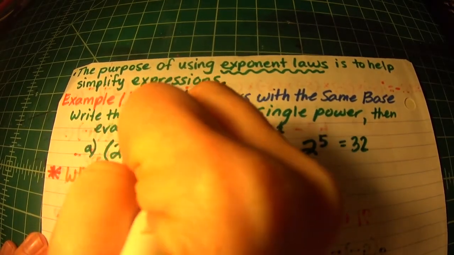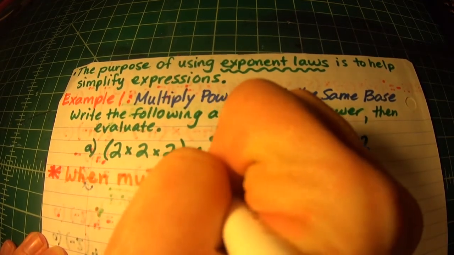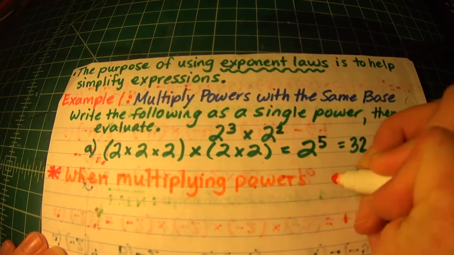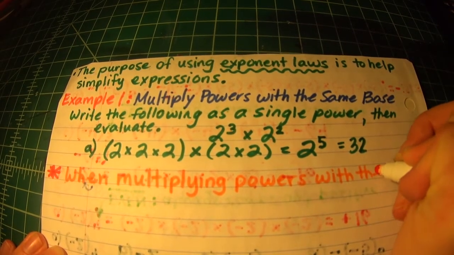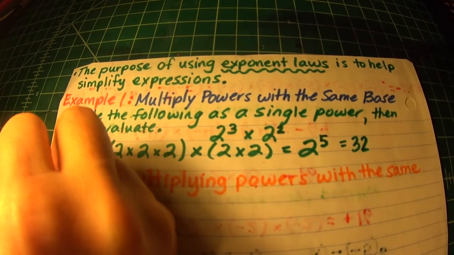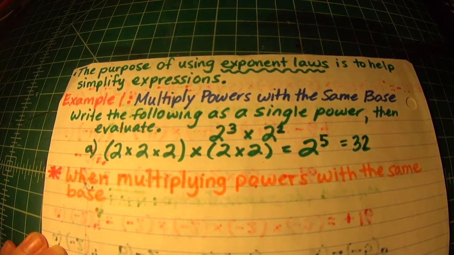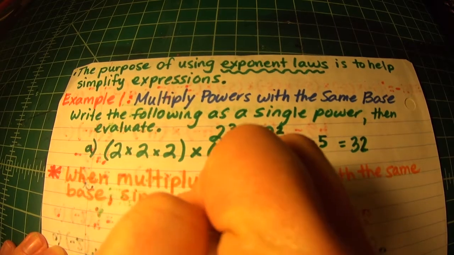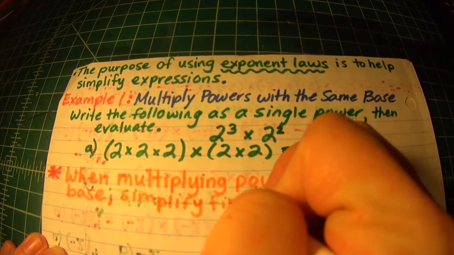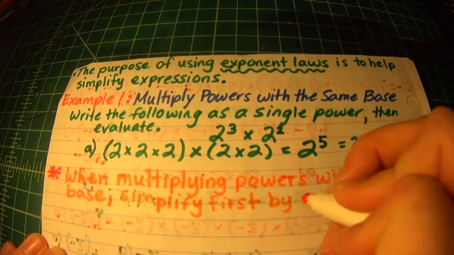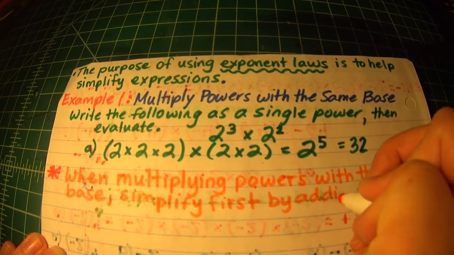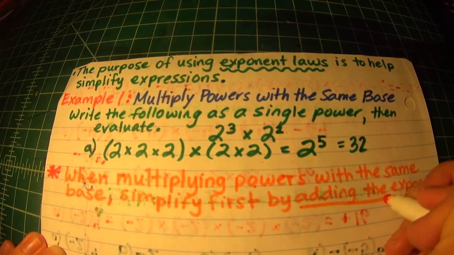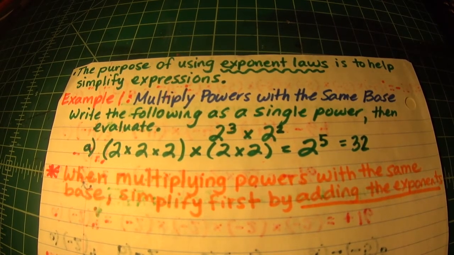When multiplying powers with the same base, simplify first by adding the exponents. So that is our first exponent law.